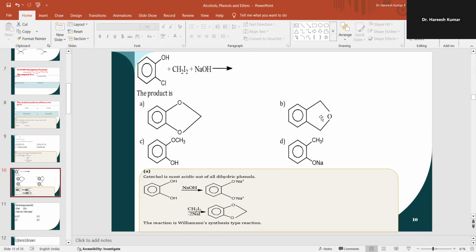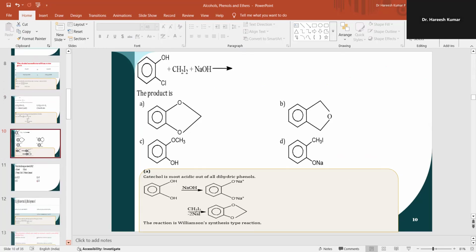The position of hydroxy is different here and here, so this one is ruled out. Here OH is there and here CH2I is there, so this option is ruled out. And here one side has methoxy and one side hydroxy, so this is also ruled out. Let's take one more question.